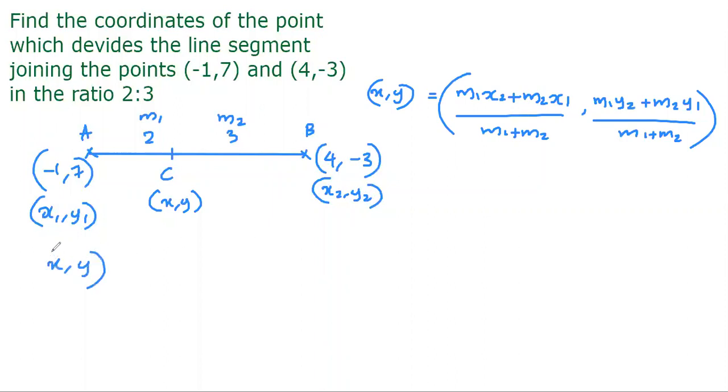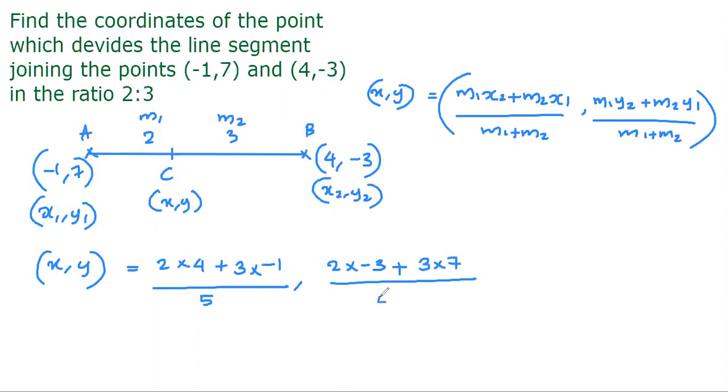So x, y will be equal to m1 x2, that is 2 into 4, plus m2 x1, 3 into -1, divided by m1 plus m2, 5, comma, m1 y2, 2 into -3, plus m2 y1, 3 into 7, divided by again 5. On solving this, 2 into 4 is 8, 3 into -1 is -3, divided by 5, then 2 into -3 is -6 plus 21 divided by 5.